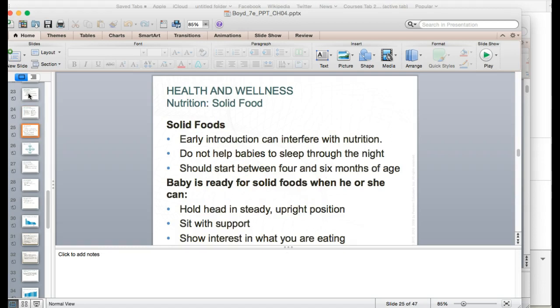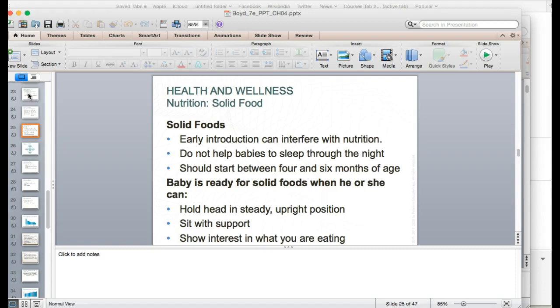So solid foods: early introduction can interfere with nutrition. So not feeding the baby solid foods prior to the age that they should be starting, which should be 4 to 6 months of age. So you shouldn't be giving a 1-month-old solid foods. Also, do not help babies to sleep through the night.